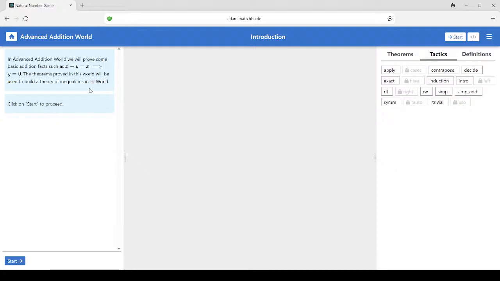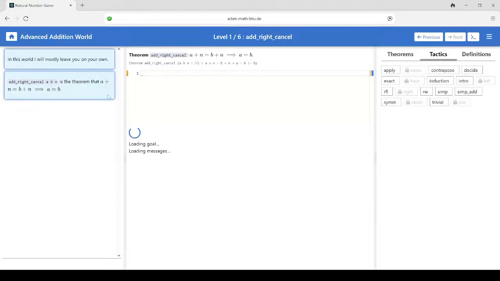Click start to proceed. Is it the first thing? The first thing is smaller than the second thing. But I don't remember if that's... It would be x is less than y. I think this would be less than, and then the other way around would be greater than. Anyway.